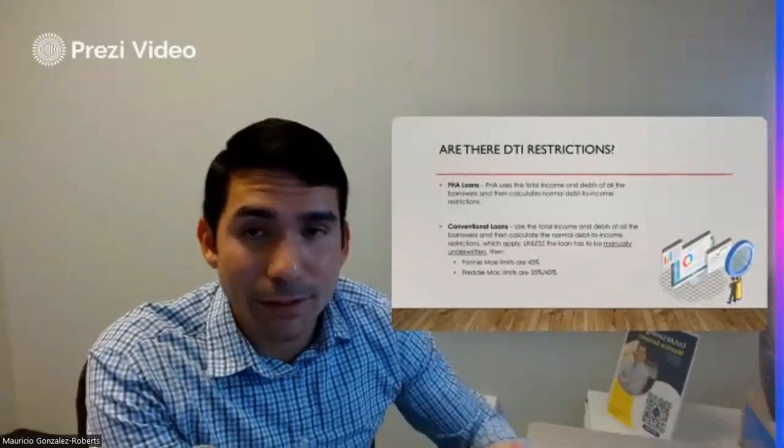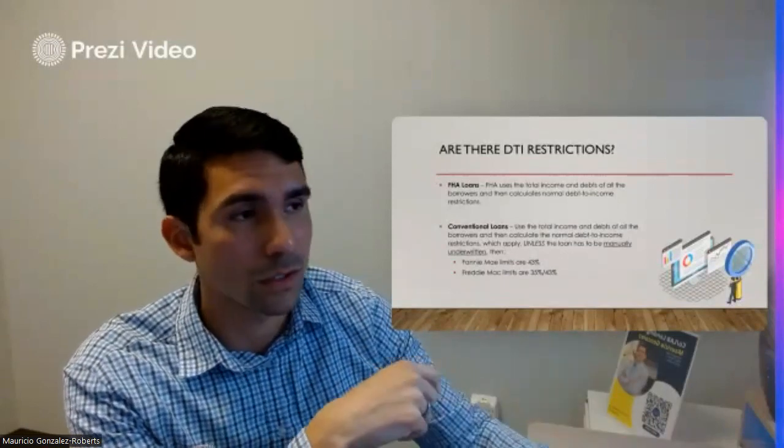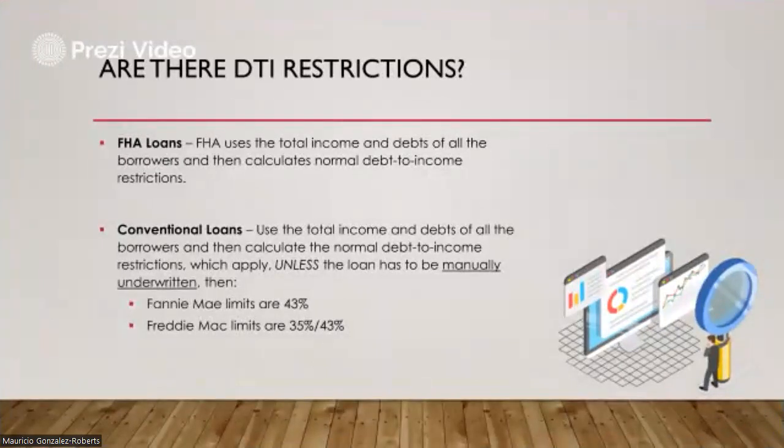The next issue lenders consider is debt to income ratio for the occupying borrower. This is something that I really want to stress and dive into a little bit deeper. For both FHA and conventional loans, the lender will take the total income and total debts from the occupying and non-occupying applicants and then calculate that into the debt to income ratio. These debt to income ratios must meet the standard guidelines and requirements for that program, just like any other borrower. However, suppose the loan has to be manually underwritten.